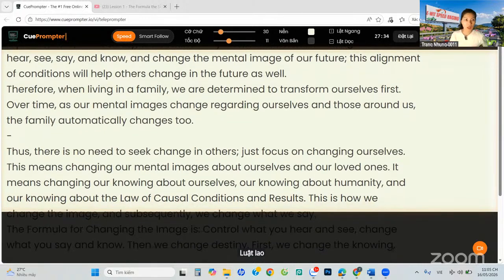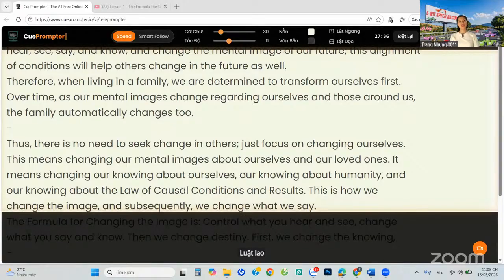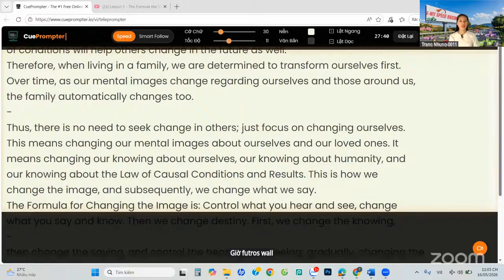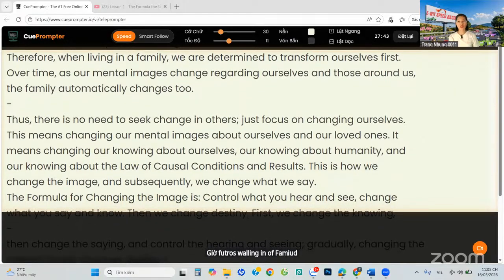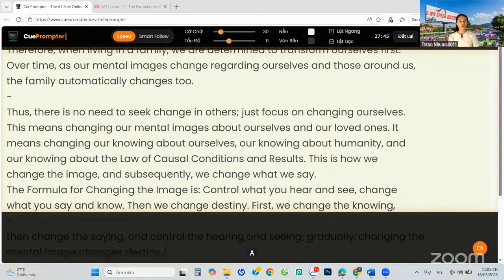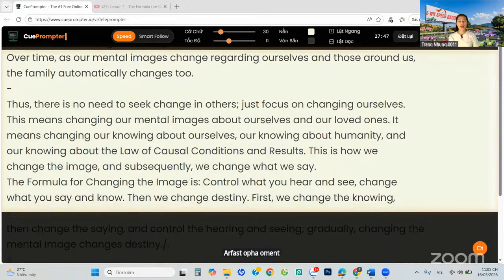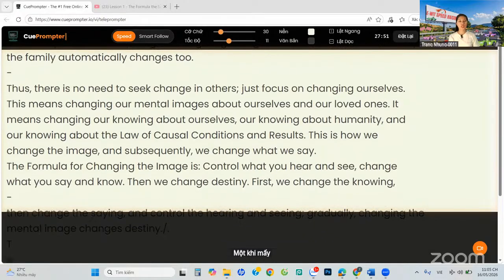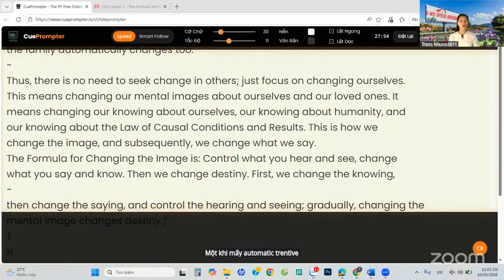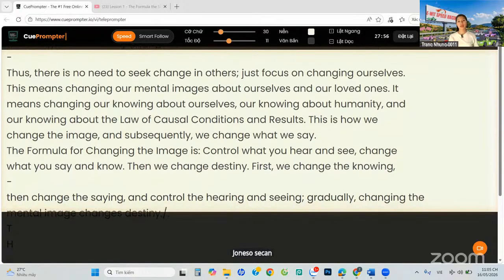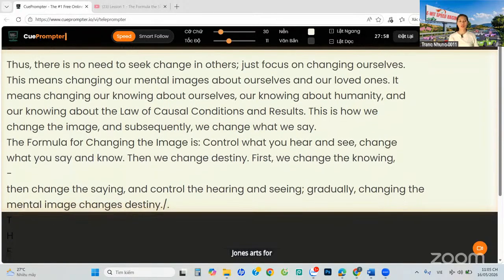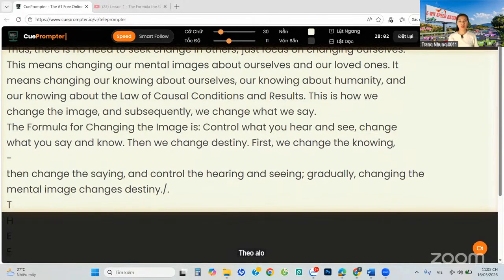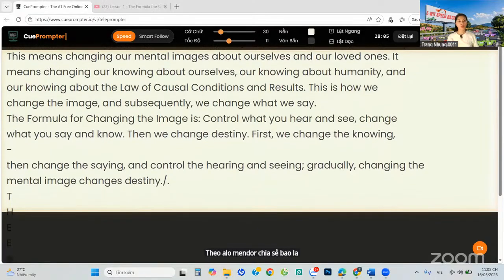This alignment of conditions will help others train in the future as well. Therefore, when living in a family, we are determined to transform ourselves first. Over time, as our mental images train regarding ourselves and those around us, the family automatically changes too. There is no need to seek to change others, just focus on training ourselves. This means training our mental images about ourselves and our loved ones.